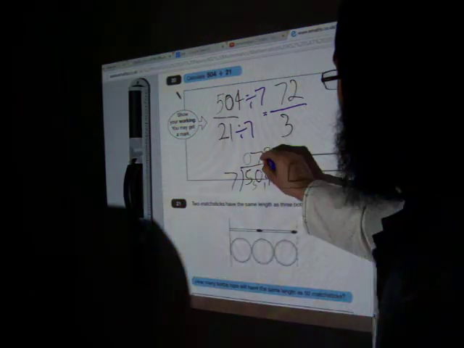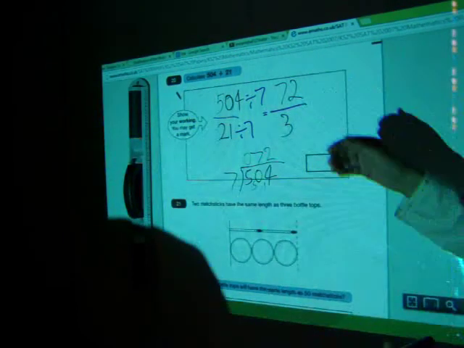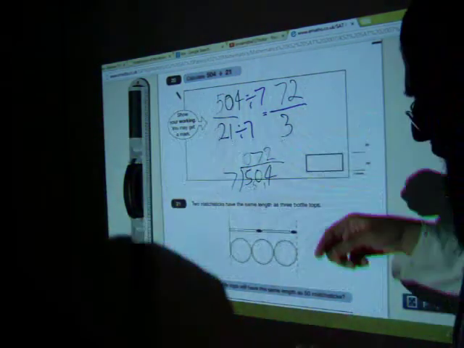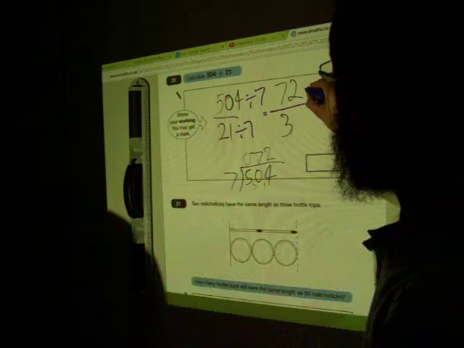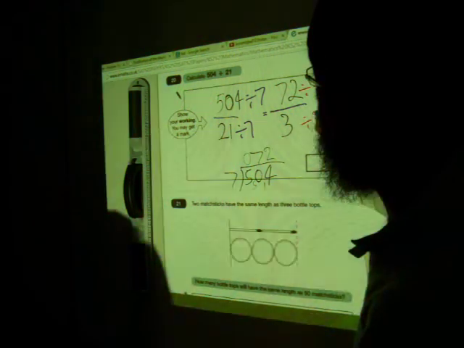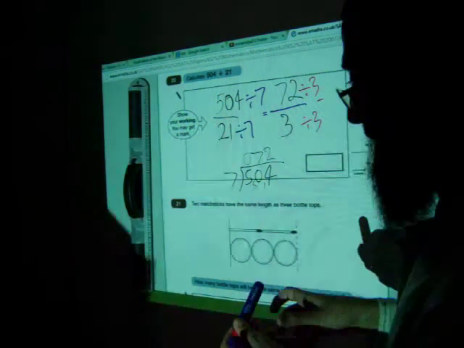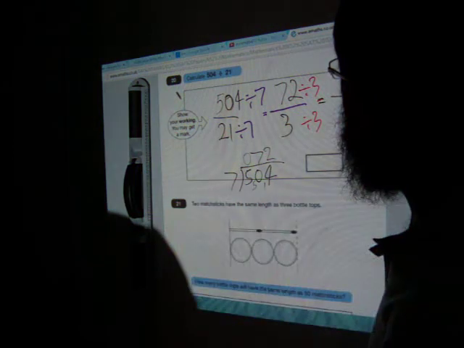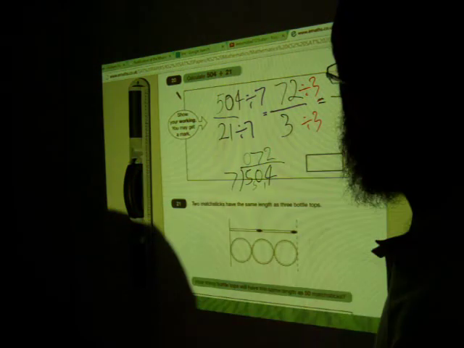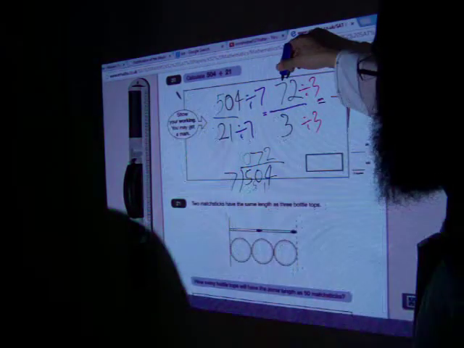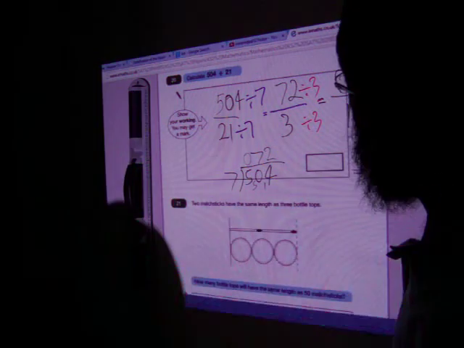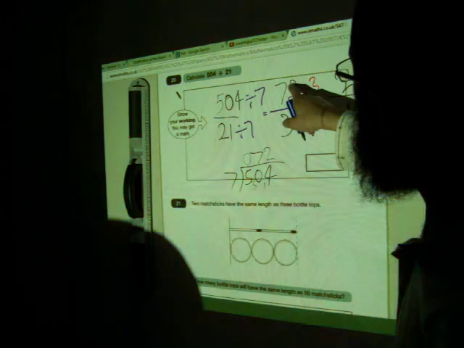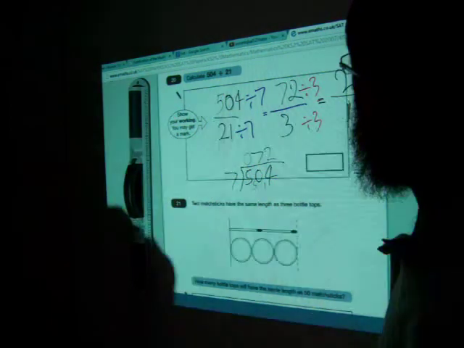So now we have 72 divided by 3. Will 72 divide by 3? Yes. 3 divided by 3 is 1. 72 divided by 3: how many 3s go into 7? 2, remainder 1. How many 3s go into 12?